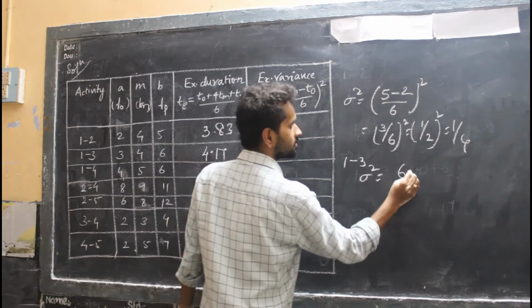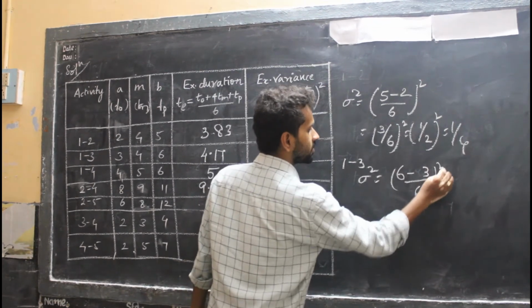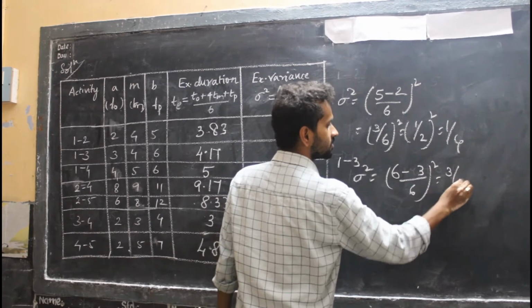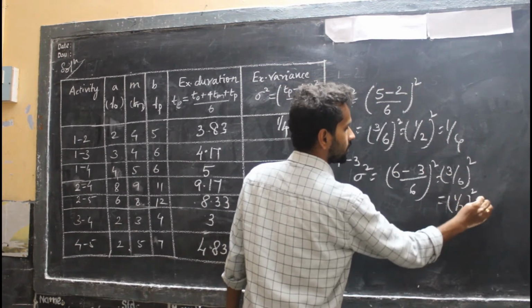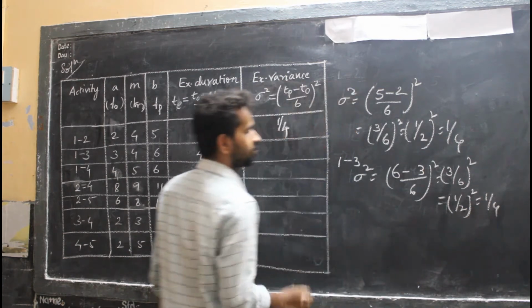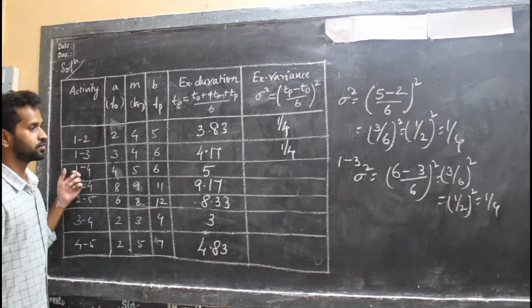6 minus 3, divided by 6, whole square. This becomes again 3 by 6 whole square. This becomes 1 by 2 whole square. Again it will be 1 by 4 for me. Is it clear?